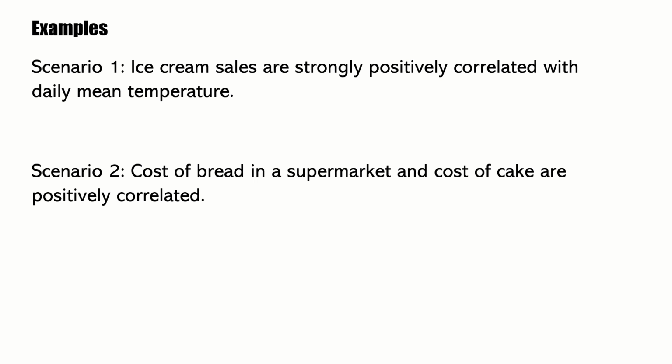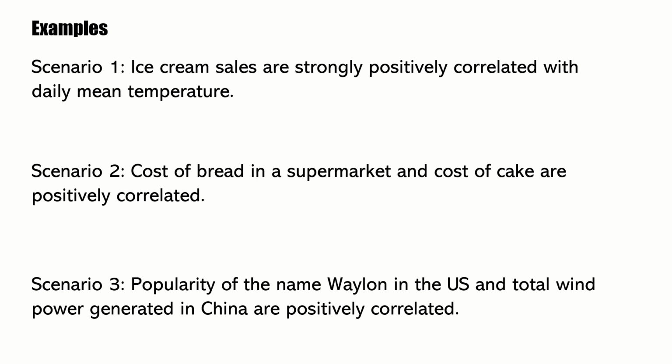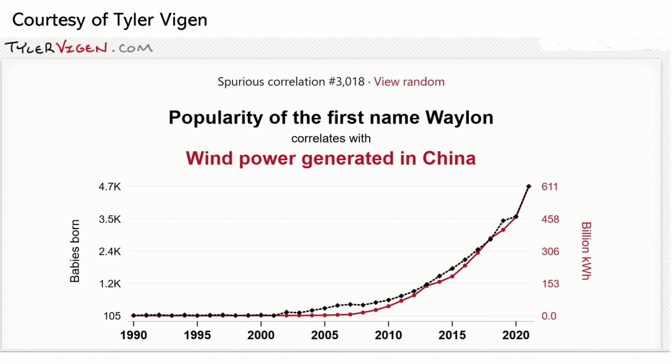And on to the third scenario, covering the third case, which is that controversially, the popularity of the name Wayland in the US and the total wind power generated in China are positively correlated. And no, that is not a joke. They actually are positively correlated. Here's a graph showing that. And ultimately, what conclusions can we take from that? Well, not much really. They are linked by a relationship to each other.